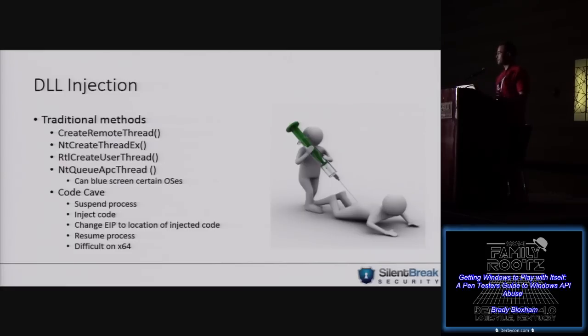Which is also a really awesome technique. It's basically where you start up a process suspended, you overwrite EIP, the instruction pointer, of that process to where your shellcode is, and then you resume the process. So it's a really cool technique, but it's not nearly as easy on 64-bit OSs. So that's a huge limitation in my mind.